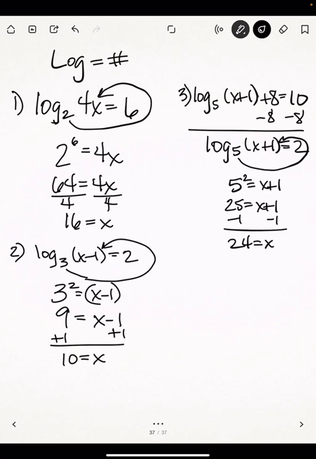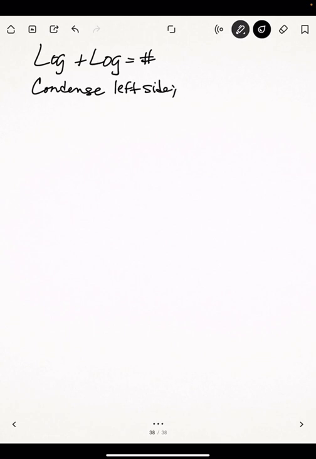All right? So that was if we had log equals hashtag or log equals a number. All right? Next one we're going to deal with is log plus log equals hashtag. All right? So again, when we have log plus log, we have to condense it. So that's going to be our first thing. So we're going to condense the left side and then rewrite as an exponent, doing our loop technique.